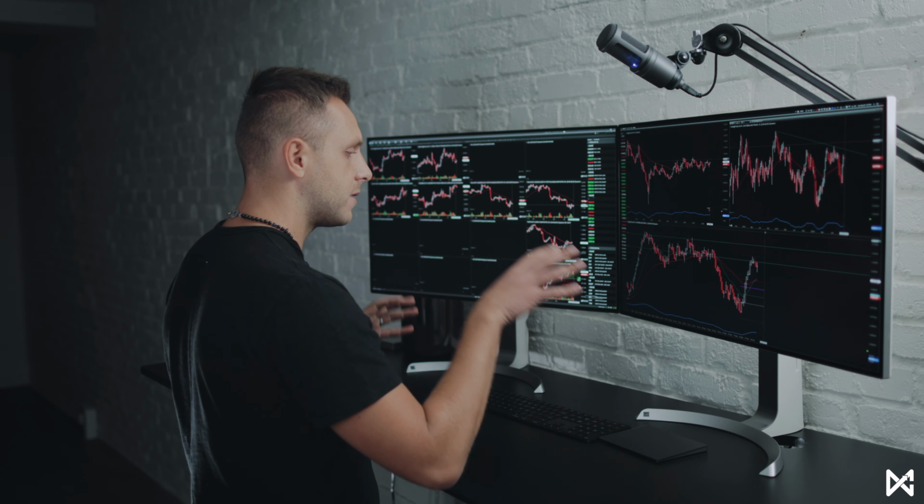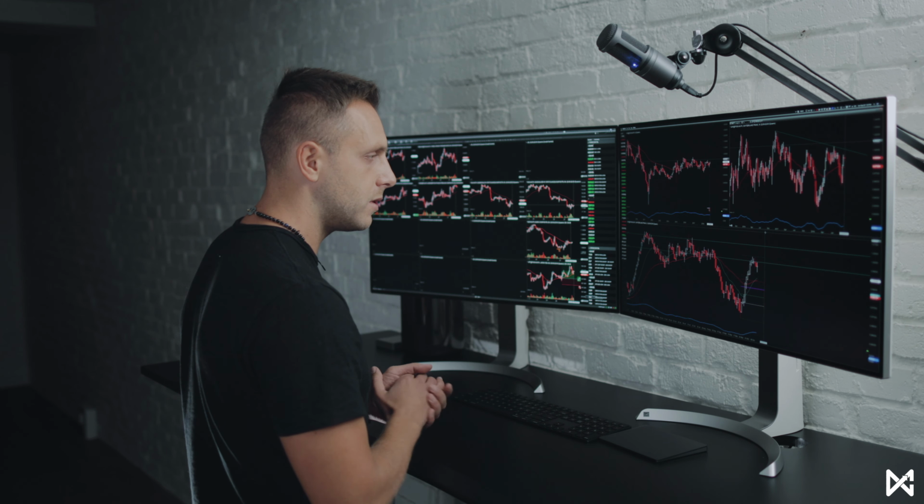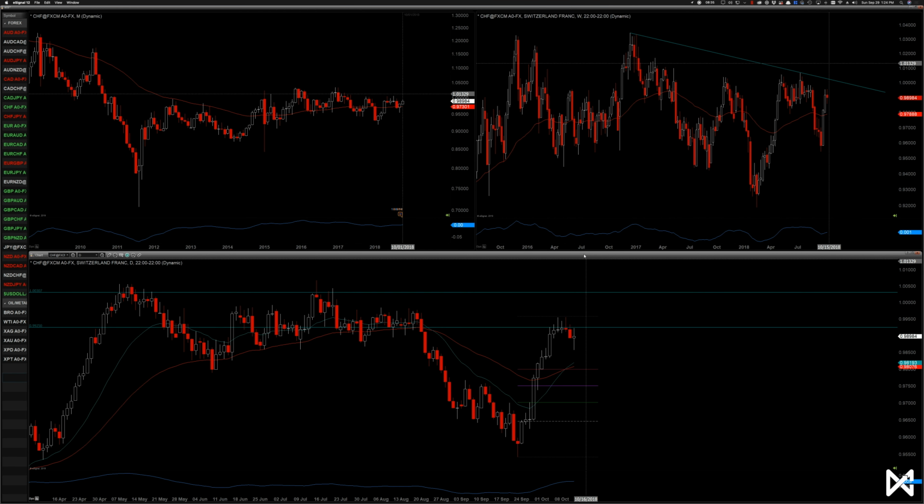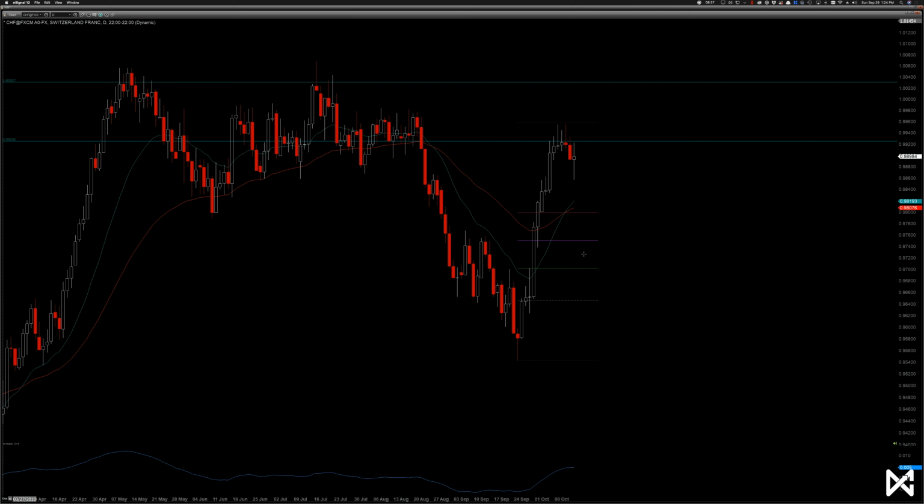But let's summarize. What do we need? Support and resistance, candlestick formation that tells us that that support and resistance level is being rejected. In this case, we have a tweezer top reversal pattern on this daily chart. No weekly confluence, no monthly confluence, simple. Now we move on to the lower time frames.